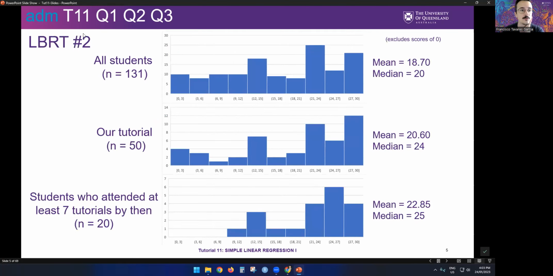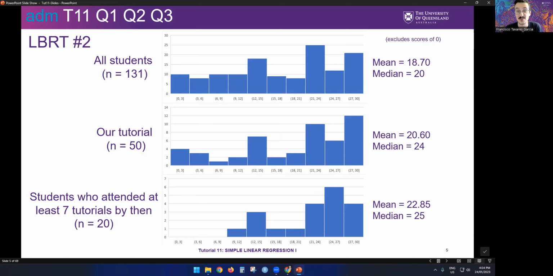These are the results for the whole cohort, everybody from all tutorials, for LBRT 2. Our tutorial did, once again, a little bit better than average, which is really good. Very proud of you guys. So our mean is almost 2 points above the mean of everyone. And our median is 4 points above the mean. As you can see, we're a little bit more present in this upper part and not so present in the lower part.